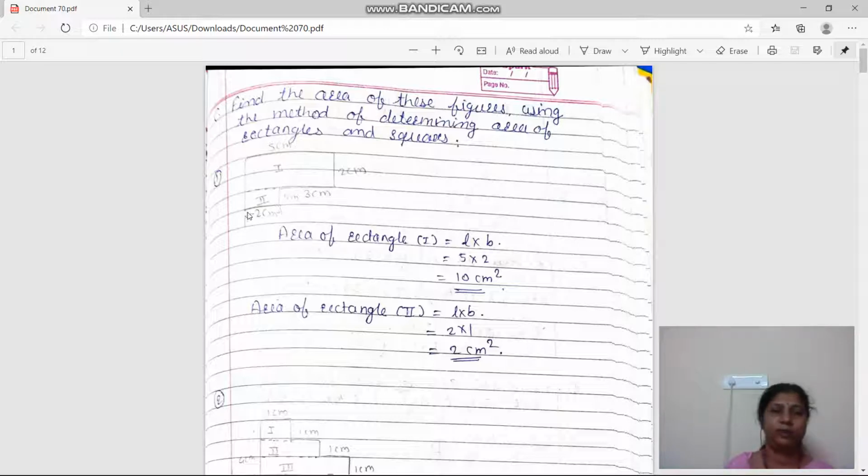Okay, so its length is 2 and breadth is 1. So see, area of second rectangle is equal to L into B, that is 2 into 1, that is 2 centimeter square. Get it? One more thing, I forgot to add here. So please add it. Total area is equal to 10 plus 2, that is 12 centimeter square. Okay, so please add it here. Next.